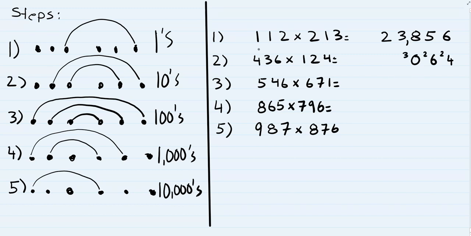Great, now I'm on my fourth space, so I'm at my thousands. 4 times 2 plus 3 times 1. 8 plus 3 is 11, plus 3 is 14. 4, carry the 1, last step. 4 times 1 is 4. 4 plus 1 is 5.